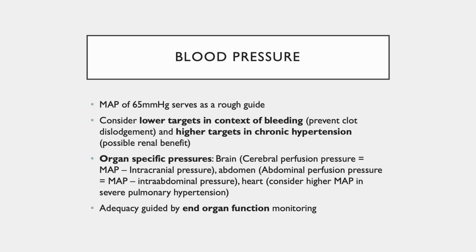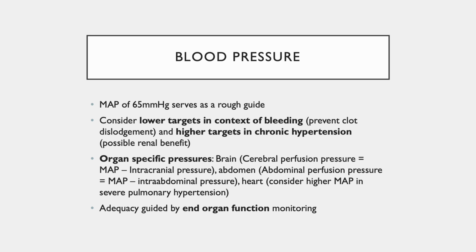As such, practically speaking, a mean arterial pressure target of 65 mm mercury serves as a ballpark guide for most patients. However, blood pressure targets should be individualized based on the patient's physiological processes and requirements. For example, lower blood pressure targets should be tolerated in the context of bleeding to prevent clot dislodgement or exacerbation of bleeding, and perhaps higher targets can be considered in patients with chronic hypertension, especially if a renal protective intent is desired.